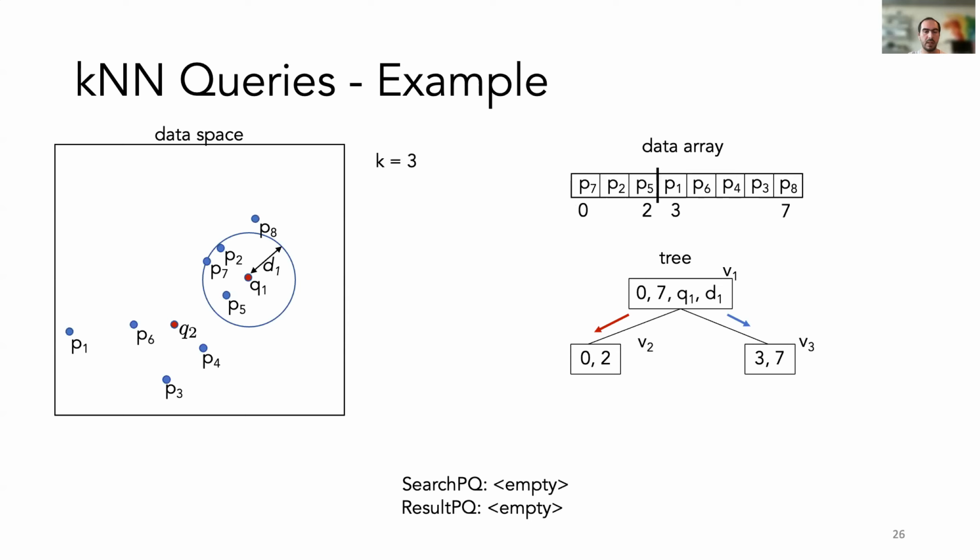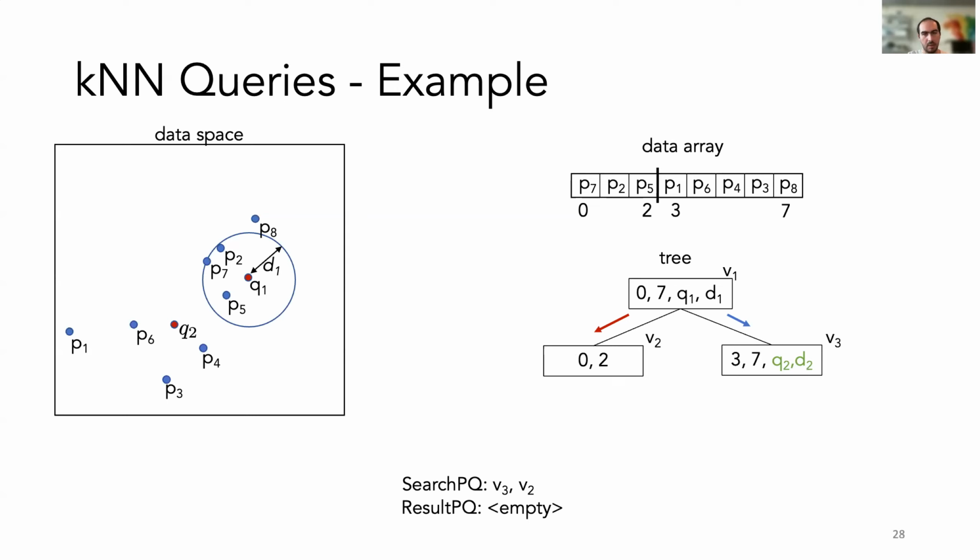Let me guide you through another example, this time for KNN queries. Consider this setting where we want to find the three nearest neighbors of a query point. Query Q1 is already answered and the array is cracked, and our tree has index information. Then a query Q2 comes. The algorithm starts by pushing the root node to the search priority queue.